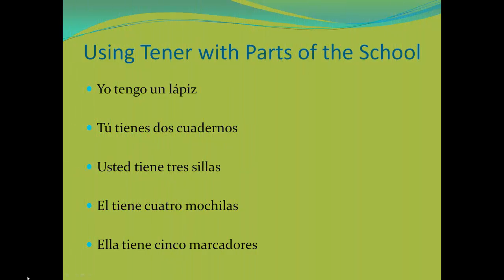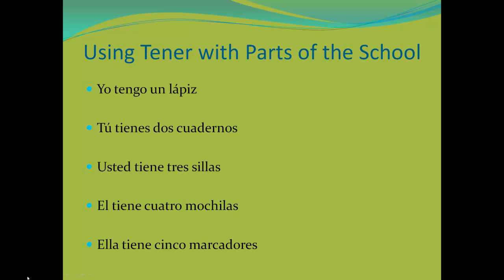Yo tengo un lápiz, tú tienes 2 cuadernos, usted tiene 3 sillas, él tiene 4 mochilas, ella tiene 5 marcadores.